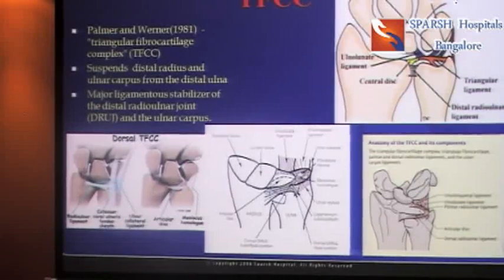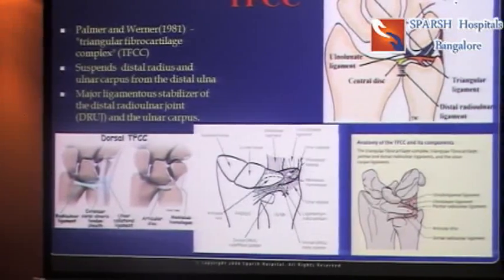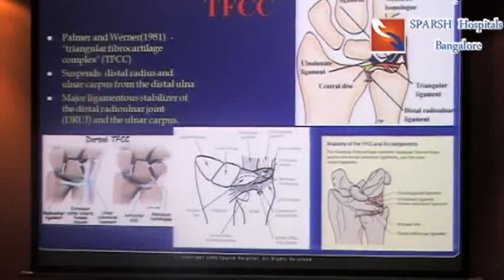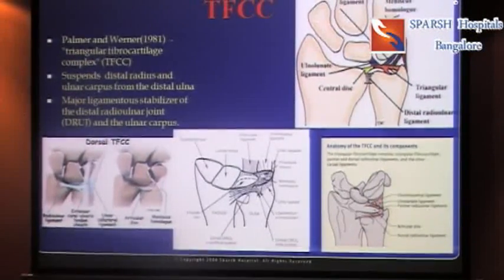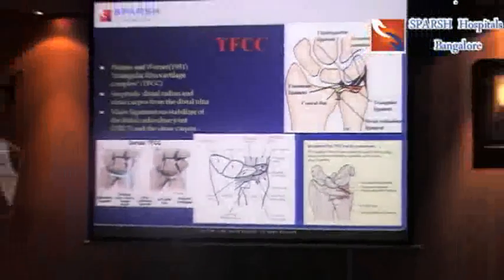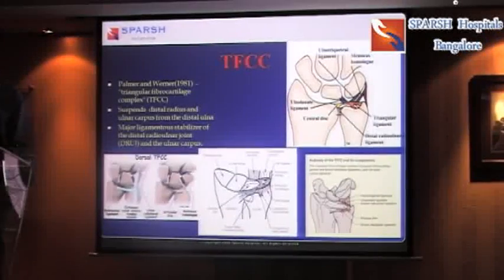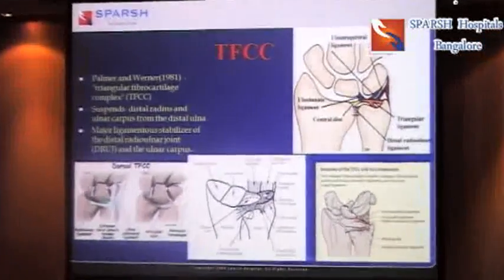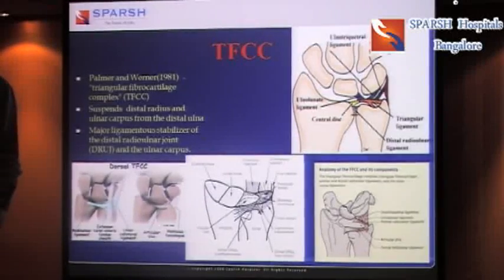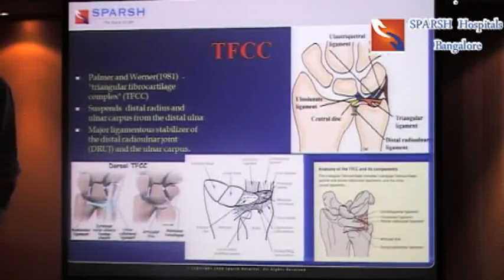Okay. So I think one has to be really clear about what TFCC is and where it is. And the function is, if you see it, this is the ulnar aspect of the carpus, this is the radial aspect of the carpus. It hangs the ulnar aspect of the carpus to the radius and ulna. That's its function. It hangs it there. So it's a major ligamentous stabilizer of the distal radioulnar joint and also the ulnar carpus.